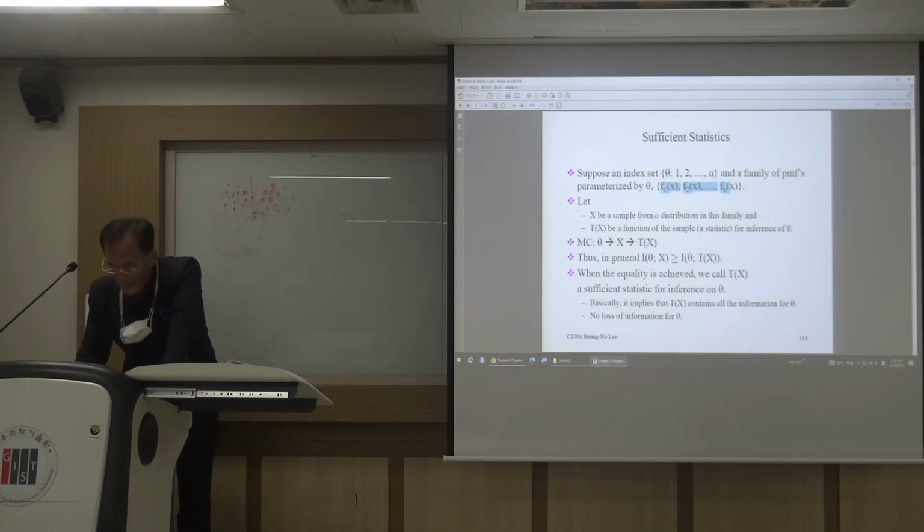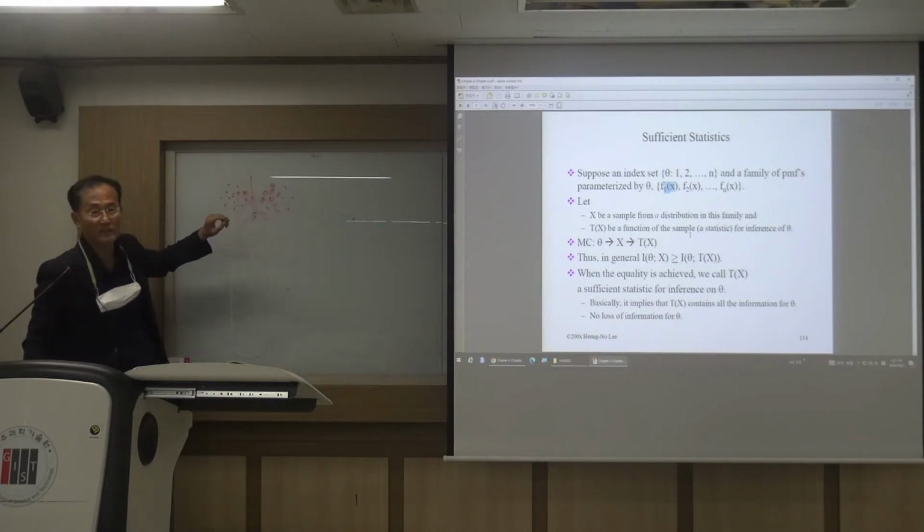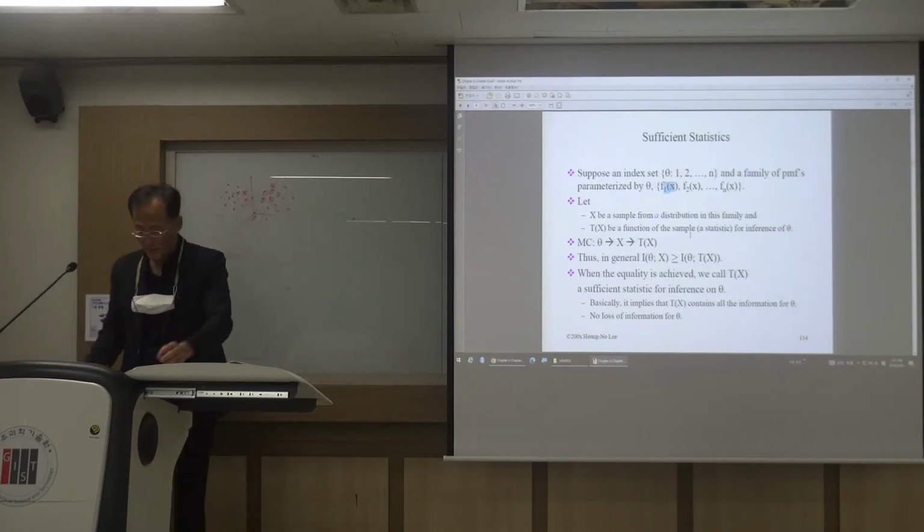So in this case, theta is a random variable selecting one of these four, right? Or n of these, a family of distributions, like that. And then X is a sample from a distribution in this family, okay? And T(X) is a function of the sample for the inference of theta. So inference of theta here in this particular case is you get a sample from this space, and then you want to decide which family this sample came from, right? That type of problem you always encounter, right?